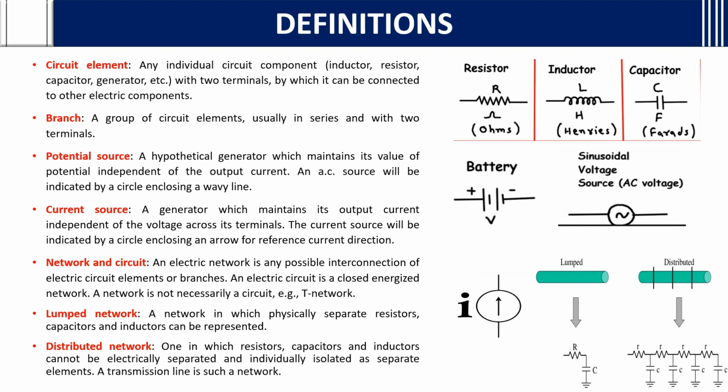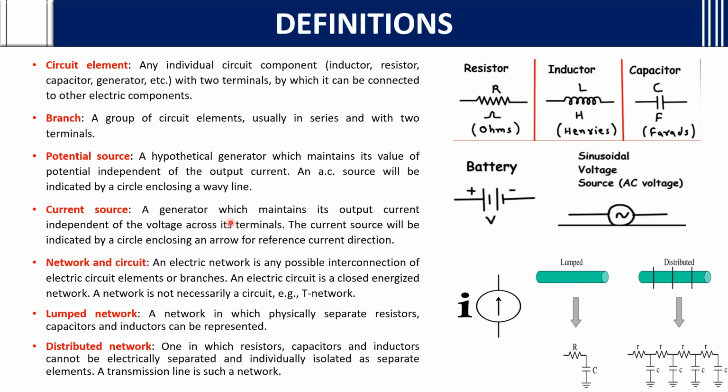Then potential source. A potential source is a hypothetical generator which maintains its value of potential independent of the output current. An AC source will be indicated by a circle enclosing a wave line. See, this is the AC voltage, this is the DC voltage, how we represent them. This is nothing but a potential source, or voltage source, we say.